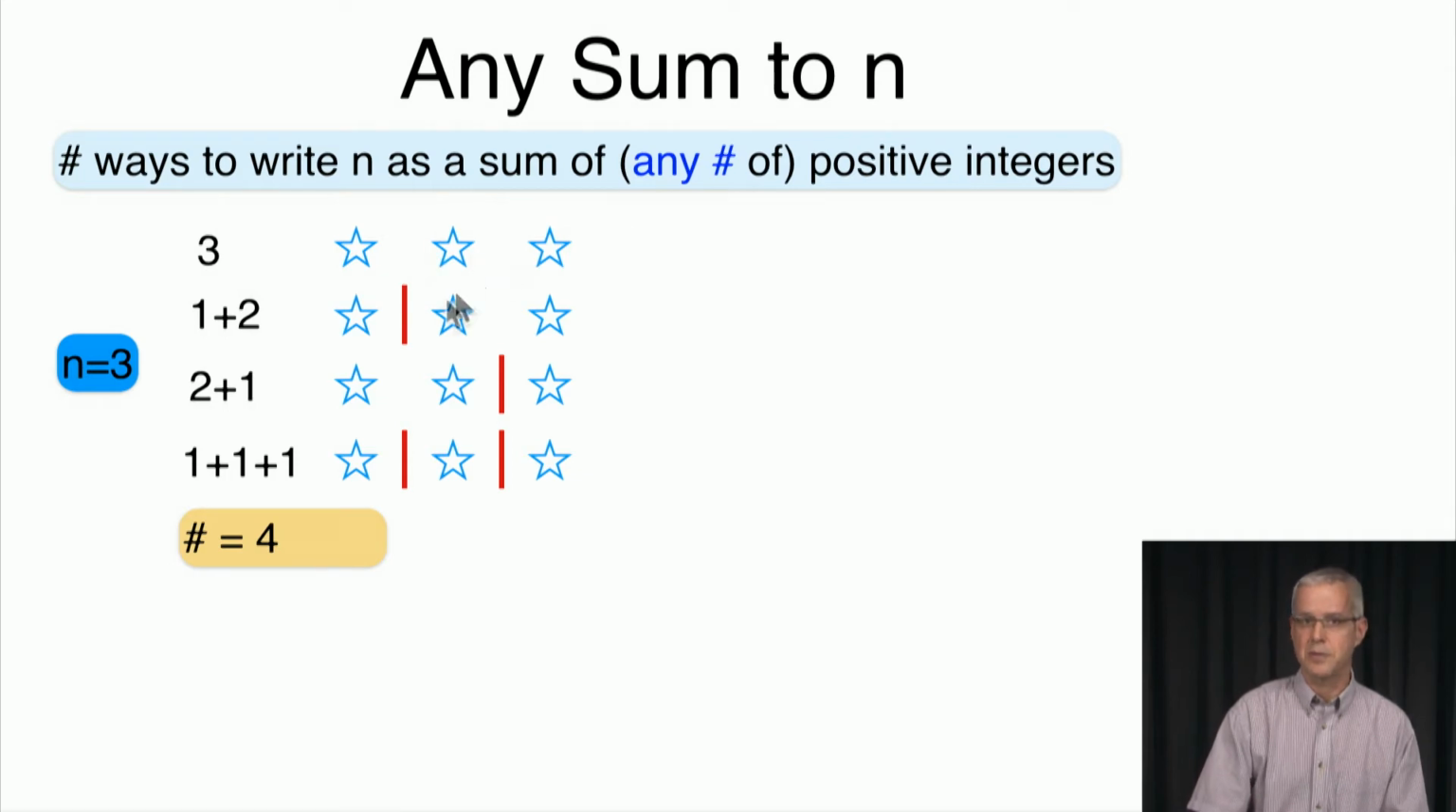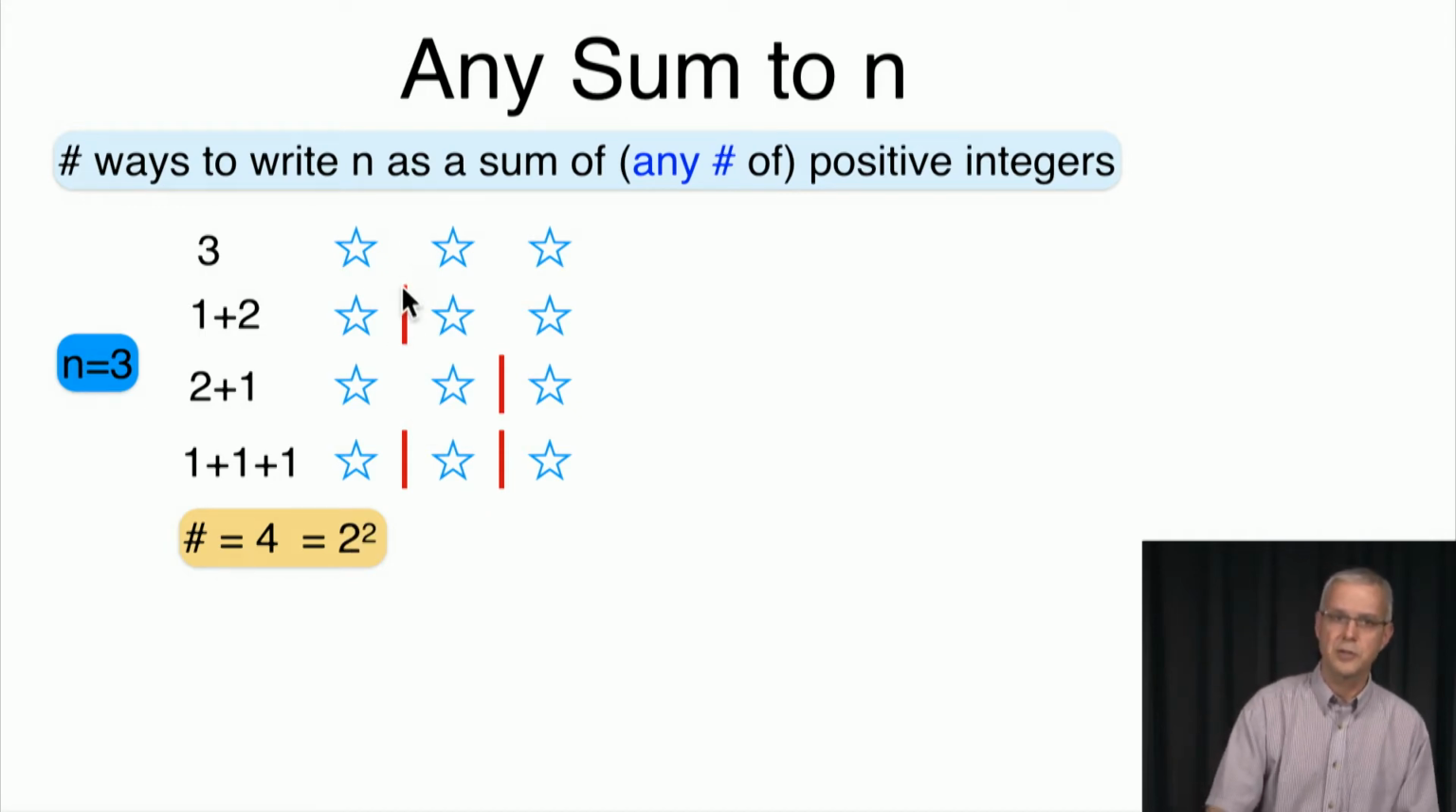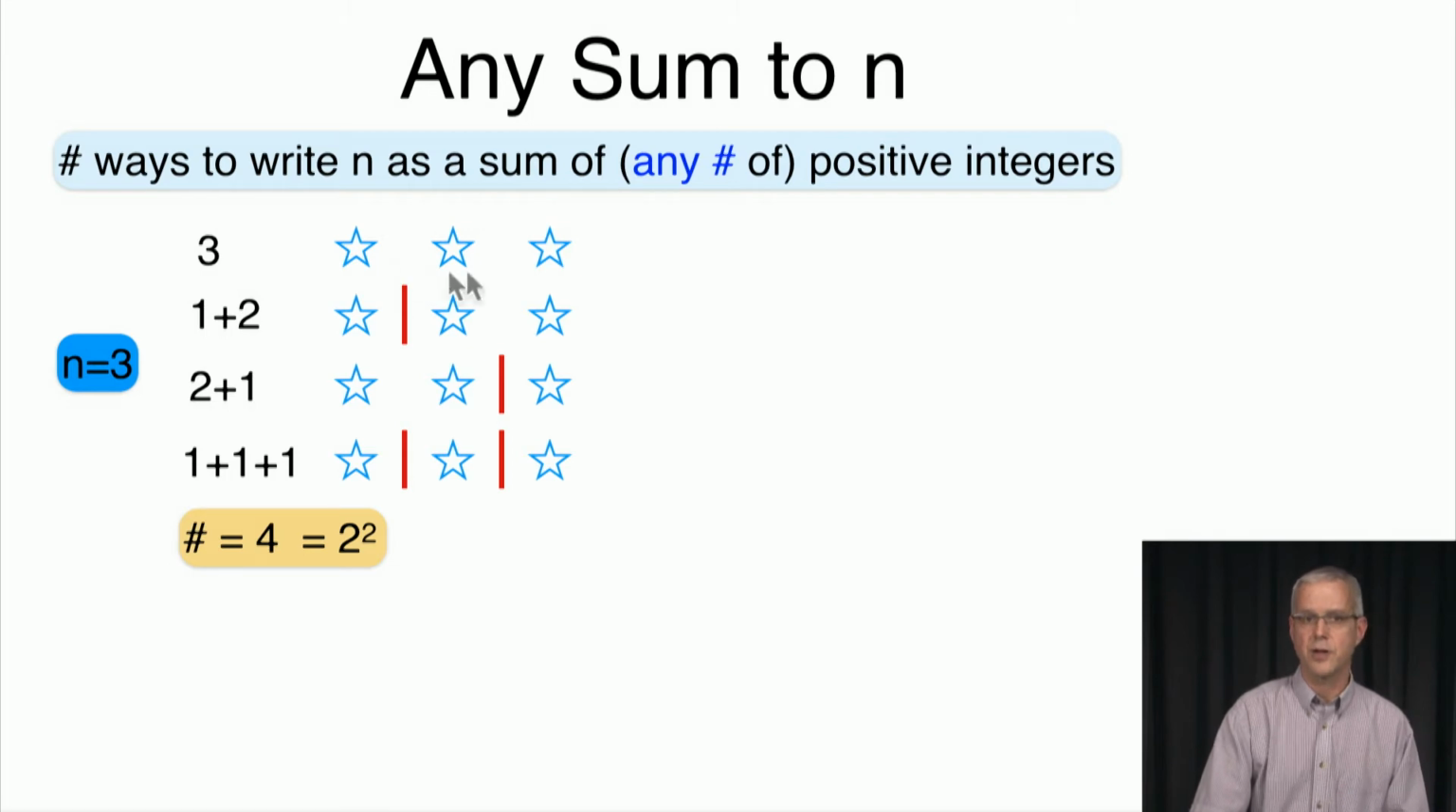This will correspond maybe to 0, 0. This will correspond to 1, 0, 0, 1, and 1, 1. And this number is just 2 to the 2, because we have the option of either putting a bar in the first gap or not, and then the option of putting a bar in the second gap or not. Okay, and this obviously generalizes to any n.